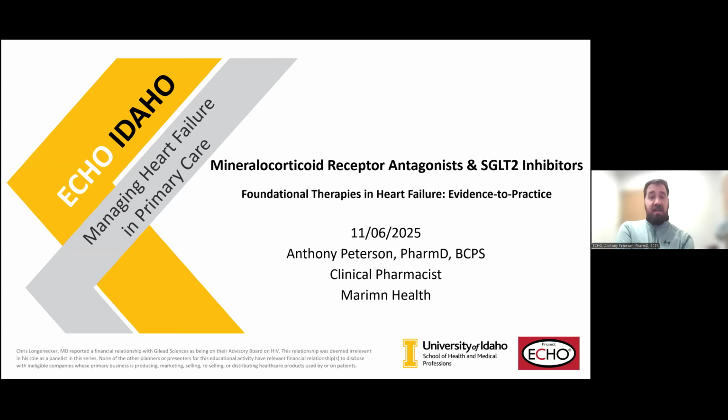My specialty is medication. So today my presentation is going to be on mineralocorticoid receptor antagonists and SGLT2 inhibitors. Moving forward, I'm just going to call them MRAs and SGLT2s because those are some big words. We're going to look at how they work in heart failure. Not only how they work and how we use them, but also the evidence that we've seen over the years to really justify their use. So can we go to the next slide?